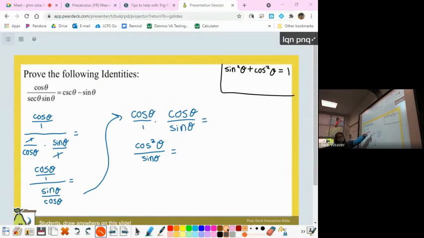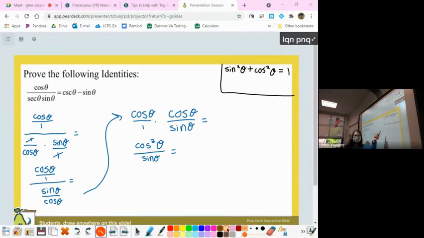Okay, so we're going to follow your arrow up to the top of the second column. And what did you do then? I multiplied by the reciprocal. Okay, so to divide by a fraction, you multiplied by the reciprocal, so you flipped it. Okay. And then I just multiplied across, so I got cosine squared theta over sine theta. And that's the right way to write this.